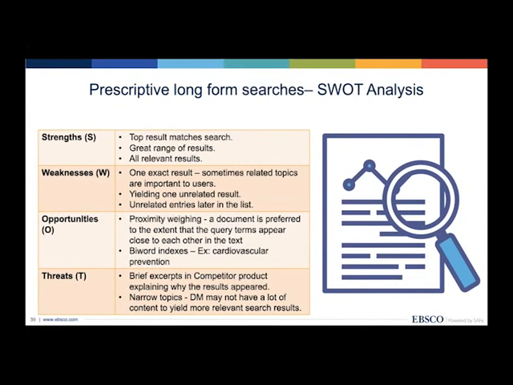Threats would be the brief excerpts in the competitor product explaining why the results appeared. That was what the physicians liked, the brief excerpts, because that way they can save time from clicking on the topic. They can just read to see if it matches their search query. And then also narrow topics. For some of the narrow topics that are very specific, Dynamed may not have a lot of content to yield more relevant search results.